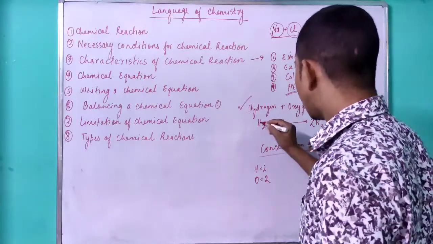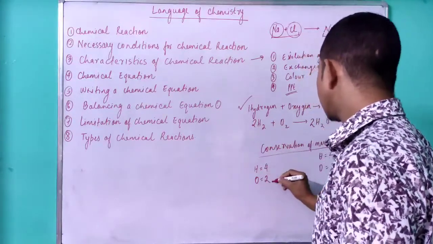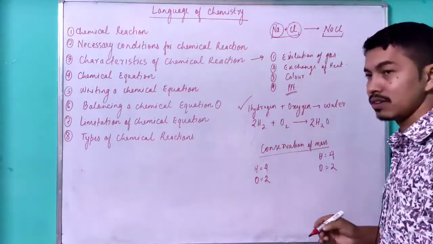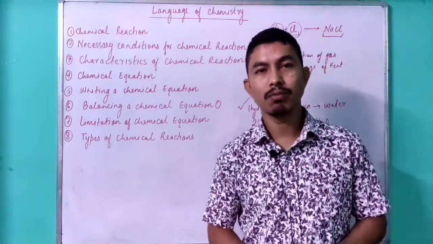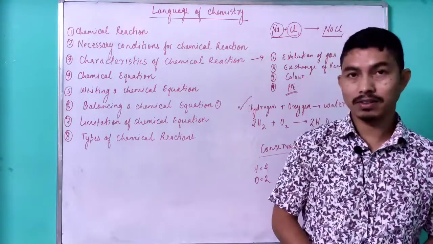So what can I do? I can multiply this hydrogen with 2. So 2 times 2 is 4. Thus the chemical equation is balanced. It is very necessary to balance a chemical equation because of the law of conservation of mass.